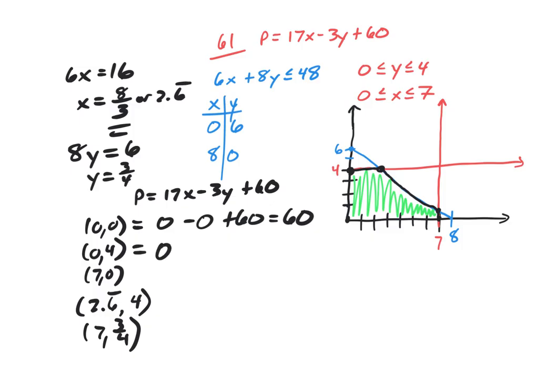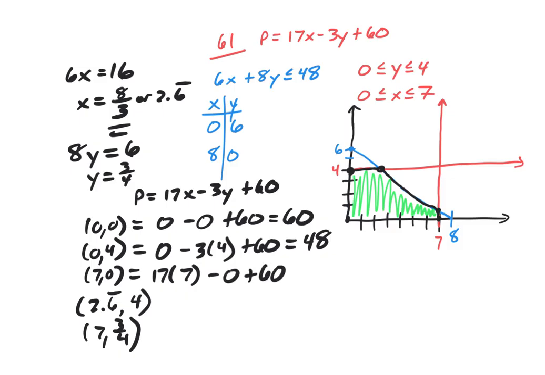17 times 0 is 0, minus 3 times 4 plus 60. So that would basically be a negative 12 plus 60, which is 48. Okay, when I plug 0 in for y, 3 times 0 is 0, so 17 times 7 plus 60. If you do that math, I think you get 179.